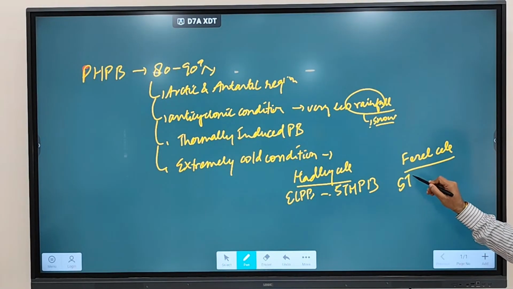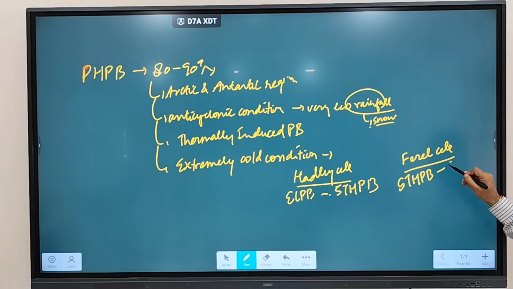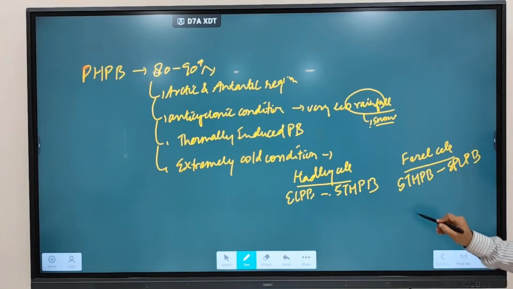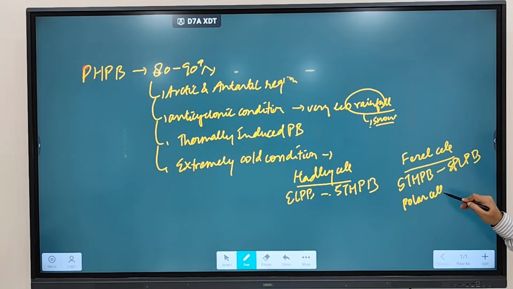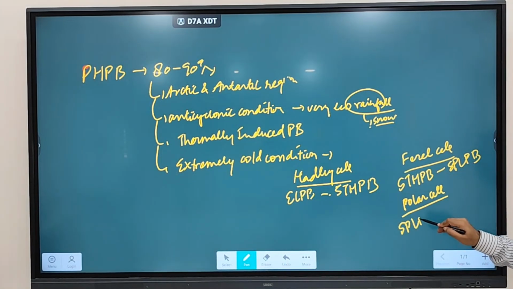Subtropical high pressure belt to subpolar low pressure belt. So here you will see formation of Ferrel cell. And lastly, you have what? Polar cell. Polar cell formation is from where to where? From subpolar low pressure belt to polar high pressure belt. We'll see formation of polar cells. Fine. So these 3 cells formation also you keep in mind where they are being formed.